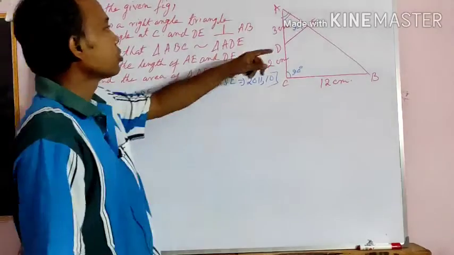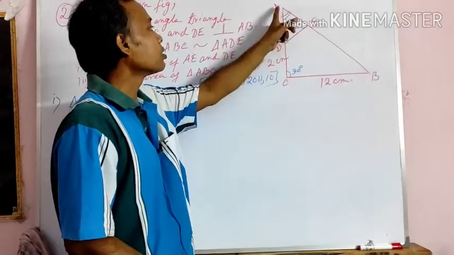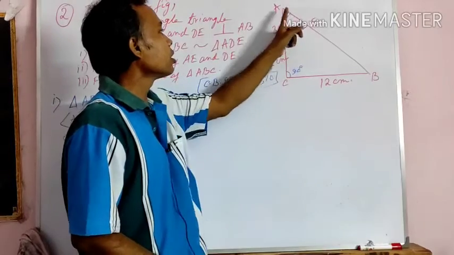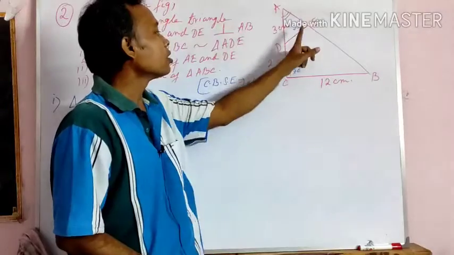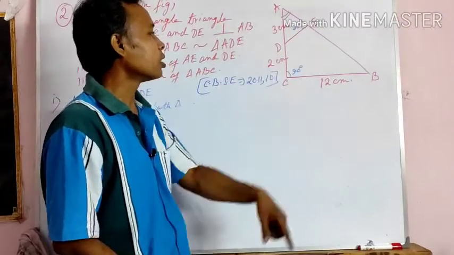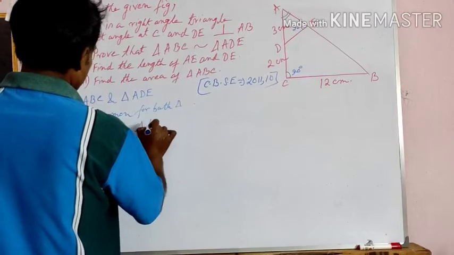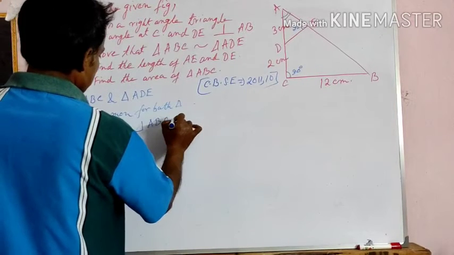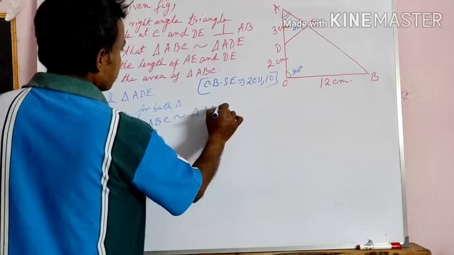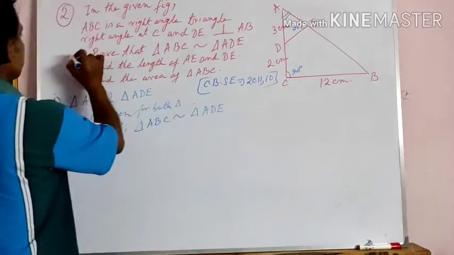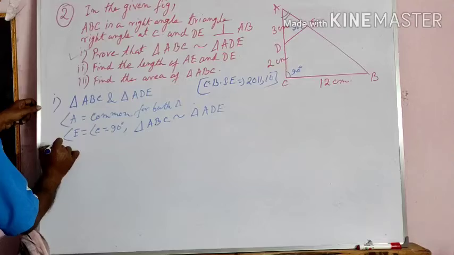Since two angles are equal for the two triangles ADE and ACB, angle A is common, E is 90 and C is 90, therefore the two triangles are similar. Triangle ABC is similar to triangle ADE. So the first part is proved.